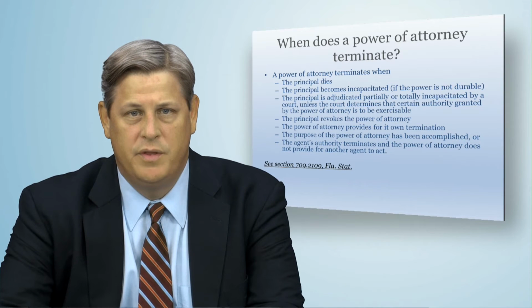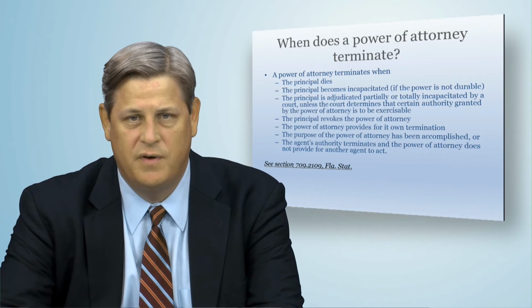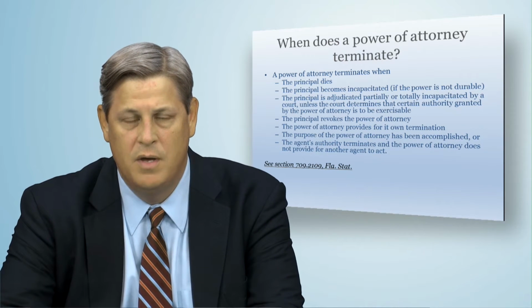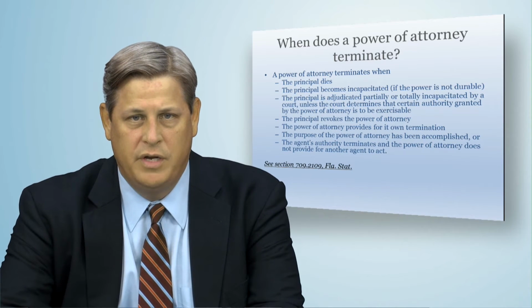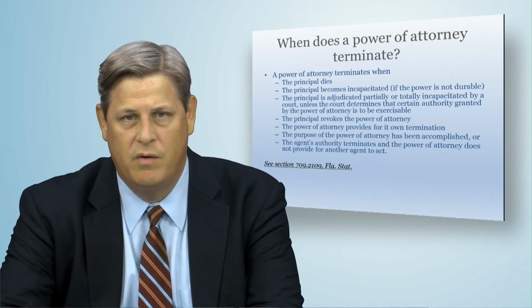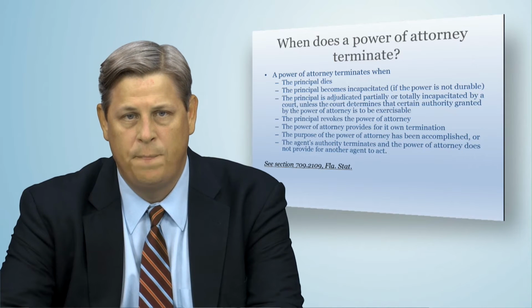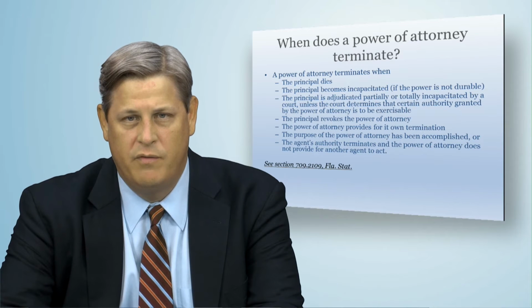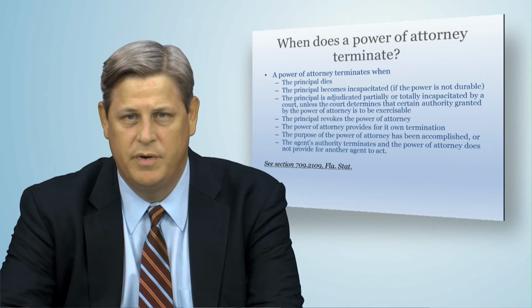It is also terminated when the power of attorney provides for its own termination. As we mentioned earlier, if the power of attorney specifies that it's only valid for a certain period of time, for instance, a year, as soon as the year has expired, then the power of attorney terminates on its own. It will terminate when the purpose of the power of attorney has been accomplished. For instance, let's say that a power of attorney was given from a principal to an agent for the sole purpose of selling his car. The point in time where that car has been sold, the purpose of the power of attorney has been accomplished and it is no longer necessary, and at that point the power of attorney terminates.